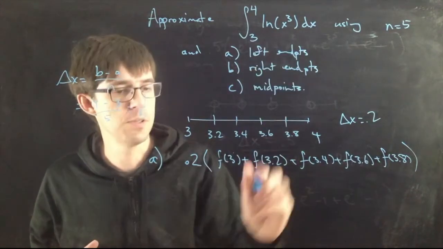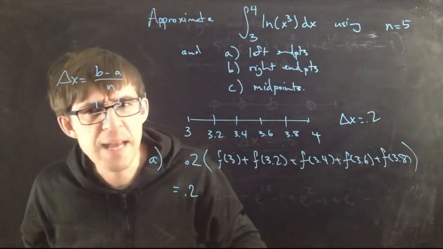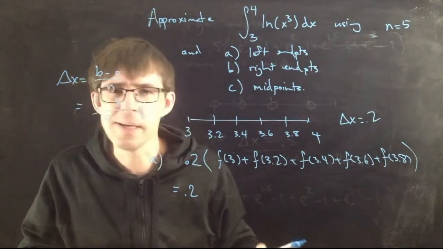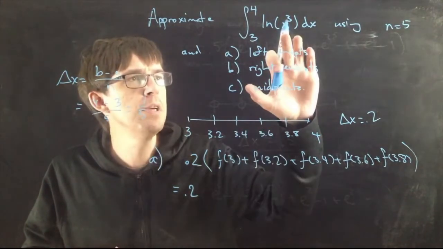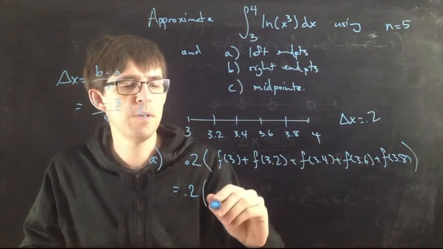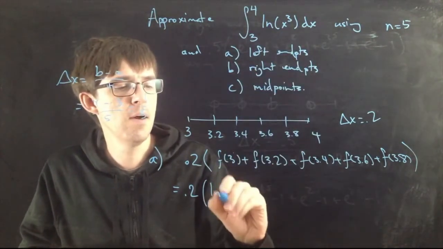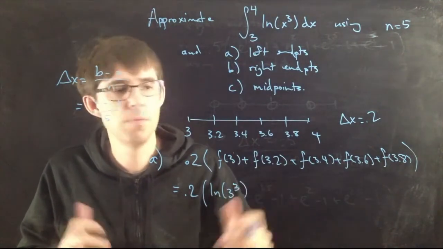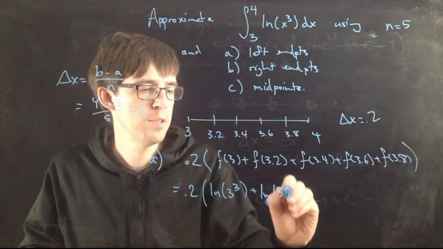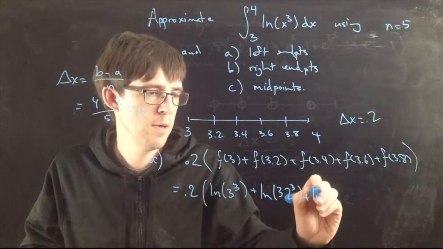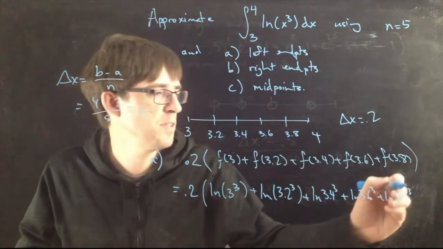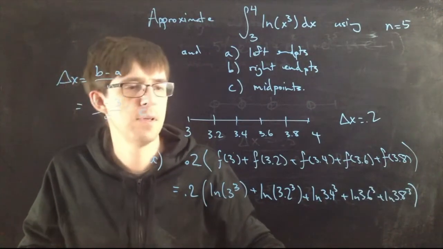It means this function. So, were you worried about this natural log? I know some people get nervous in the presence of the natural log. It really doesn't matter at all. All you're going to do is plug the number in. You don't have to take the derivative or the antiderivative or anything. Just plug the number in. f of 3 means ln of 3 cubed, whatever that is. Doesn't matter. Put it in your calculator if you want. This is ln 3.2 cubed, ln 3.4 cubed. That's all there is to it. This is the answer using the left endpoints.